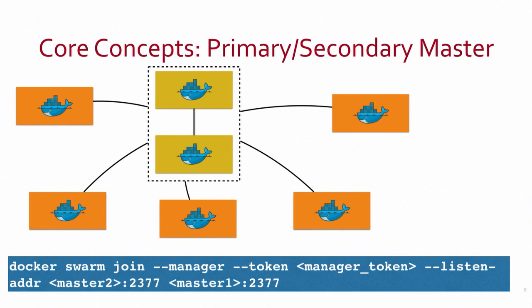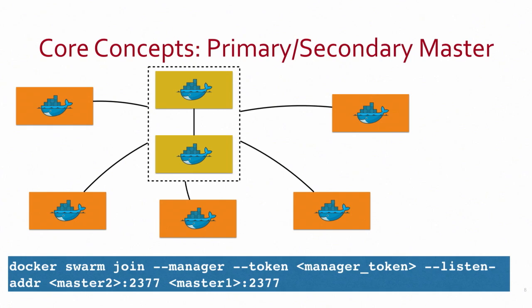That means you're joining as a manager, and then you're giving the manager token, because that's the authentication mechanism between the node and the manager. And then, of course, you give your listen address and IP addresses and stuff like that. So this essentially creates a multi-master Docker host cluster for you.